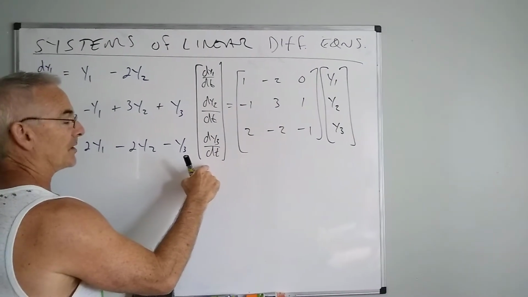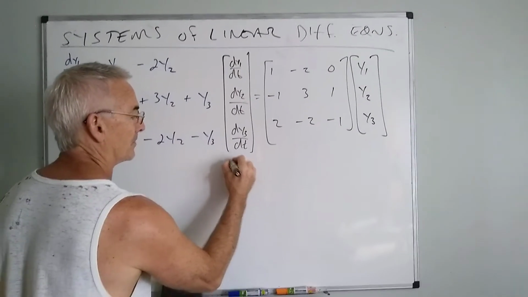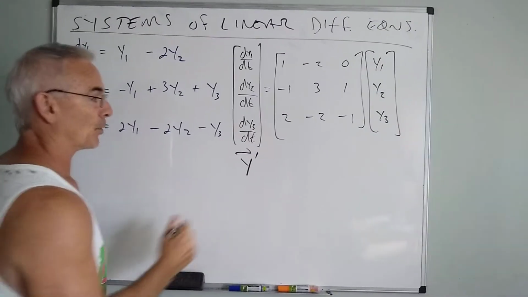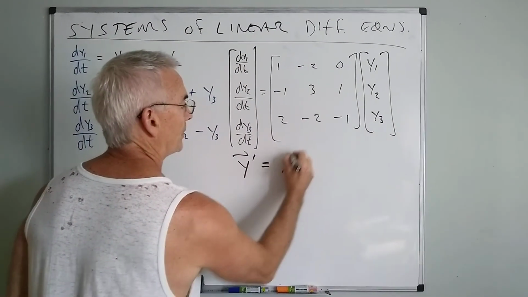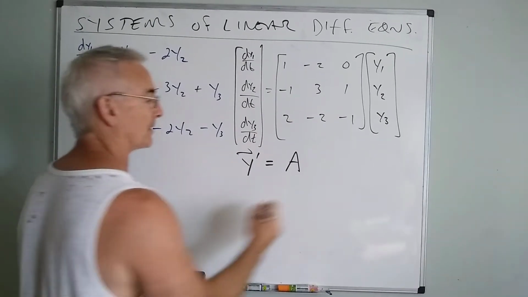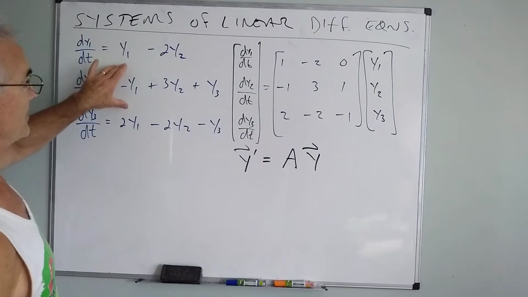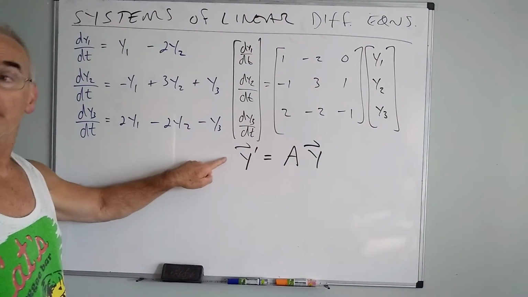We call this column matrix the vector y prime because we know a column matrix and a vector are isomorphic. We'll call the matrix of coefficients capital A. We'll call that the y vector. So we've restated this system of equations in the form of this matrix product.